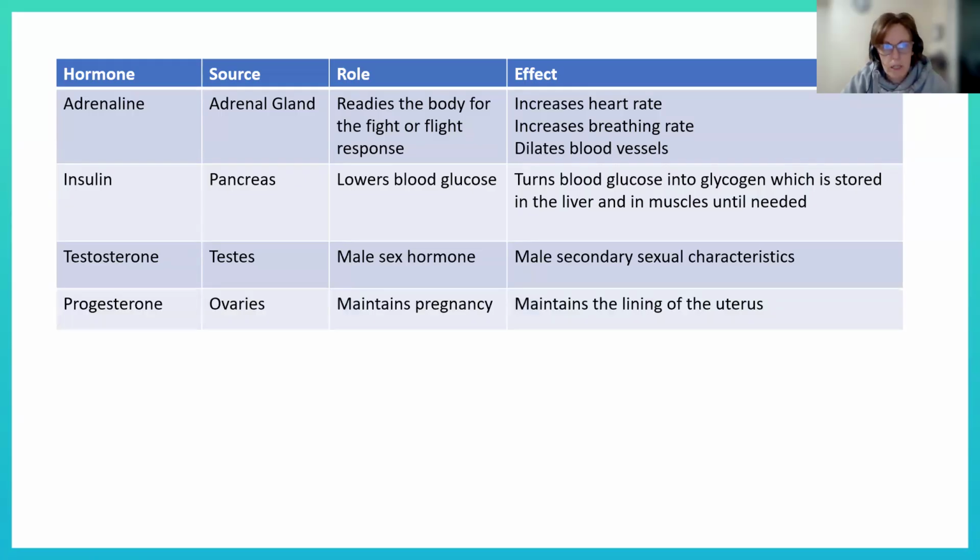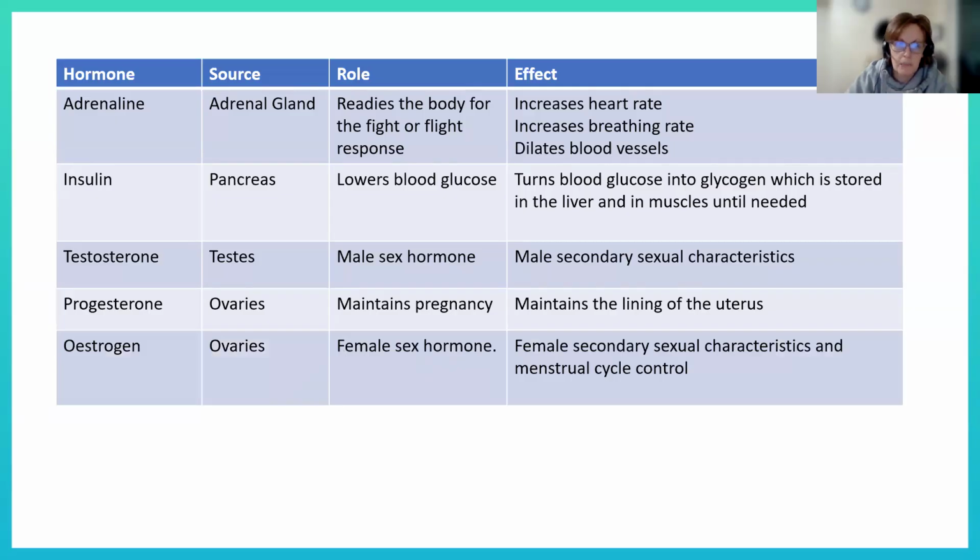And progesterone is a female hormone. It's produced in the ovaries. It maintains the lining of the uterus during the menstrual cycle, and it helps to maintain pregnancy also by maintaining the lining of the uterus.